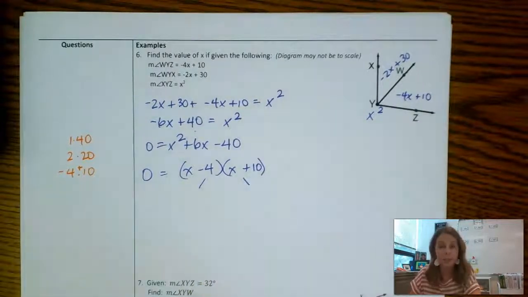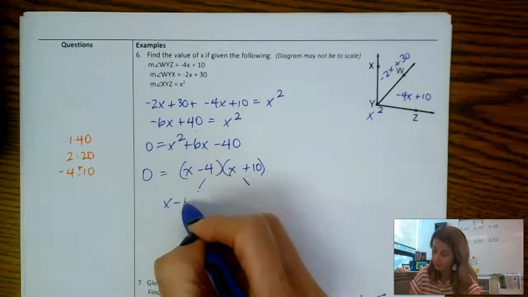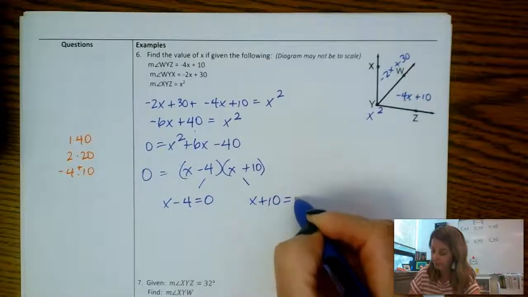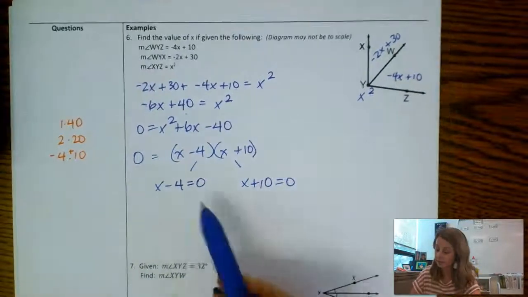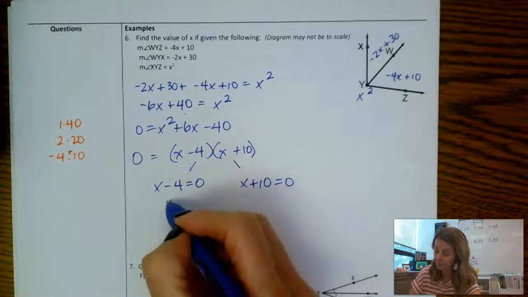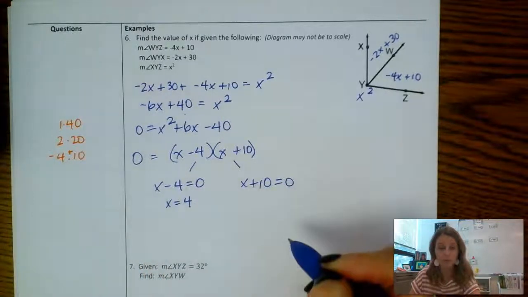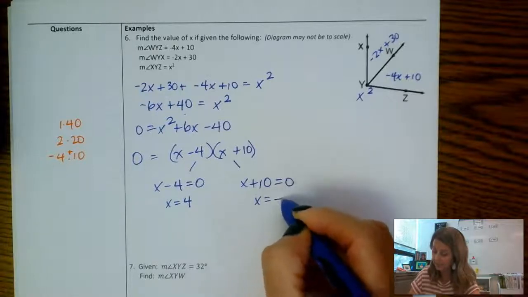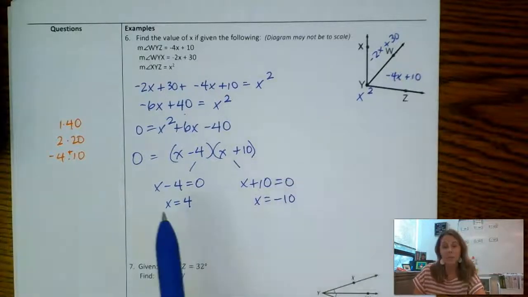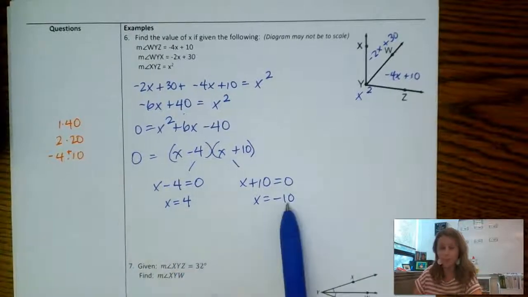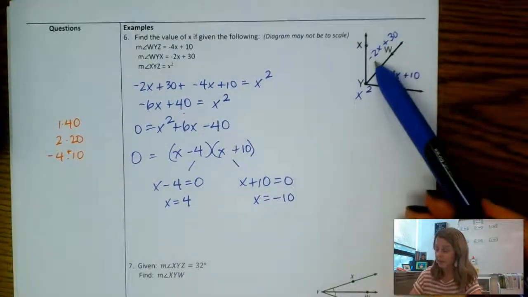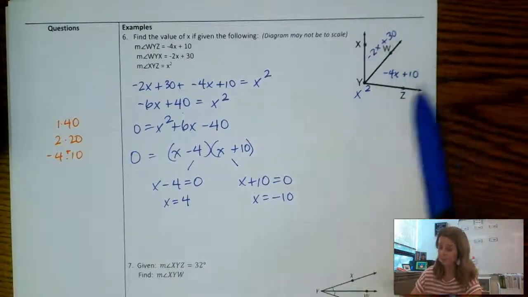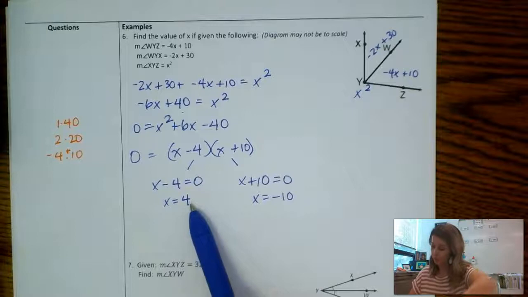Zero product property. Set them equal to 0. So x minus 4 equals 0, x plus 10 equals 0, and then you solve. Plus 4 on both sides, so x is going to be 4. And on this one, minus 10 on both sides, x equals negative 10. Now, this is where we have to check. These algebraically are right, but if I plug in an x and I get a negative angle measure, I'd have to throw it out. So let's start with 4.